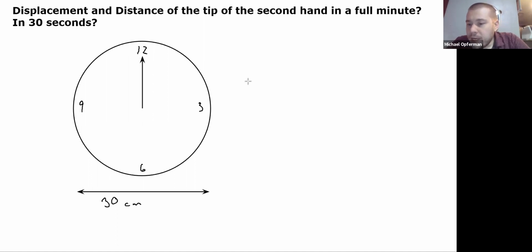If you let 1 minute pass, so the second hand makes a complete rotation and gets back to the 12 again, what was the displacement of the tip of the second hand during that process? And what was the distance during that process?